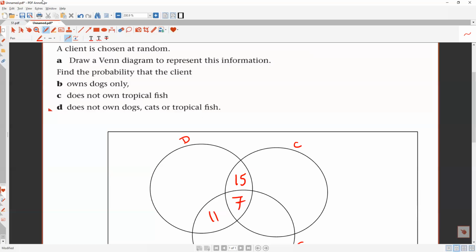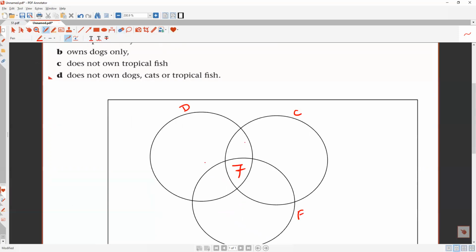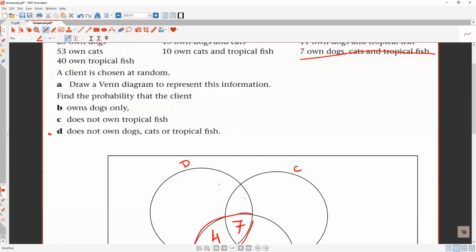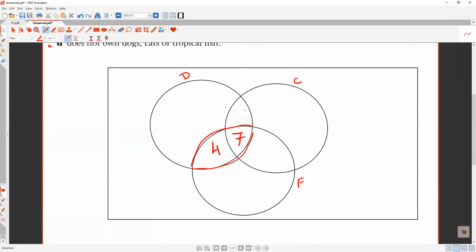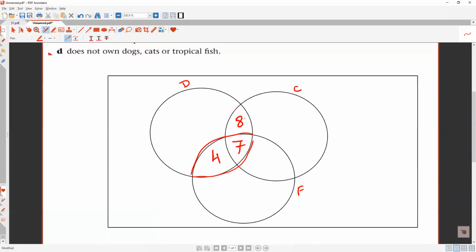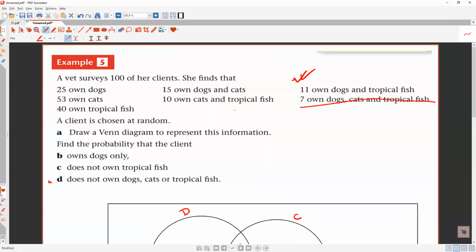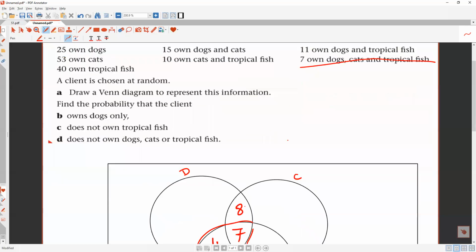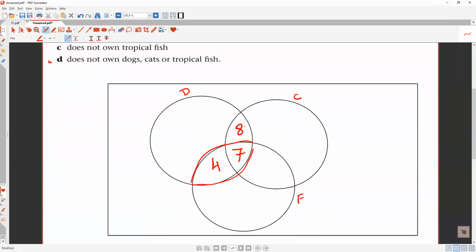Now, but actually, I made a mistake. When they say 11 has dog and fish, it means the whole dog and fish is supposed to be 11. But already the 7 is there. So 7, 8, 9, 10, 11, 4. And 15 has dog and cats, so the whole dog and cat circle is supposed to be 15. 7 I already have. I have to just put 8 over here. Then let's see cats and fish. 10 of them have cats and fish. So the whole cat and fish is supposed to be 10. I already have 7 here, so there is supposed to be 3.